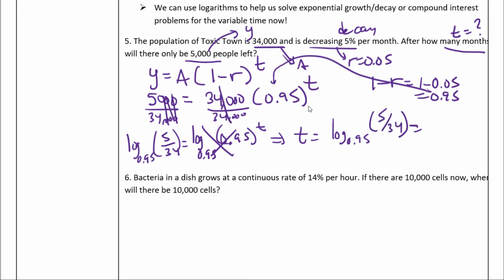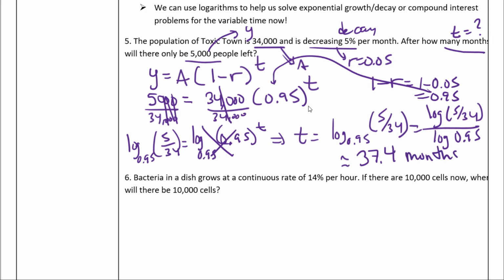And I can do that on the calculator. Remember the change of base formula? So log of 5 over 34 over log of 0.95, and I will get my answer. So I get 37.4 months. So it would take that long for the population to decrease to 5,000 people.